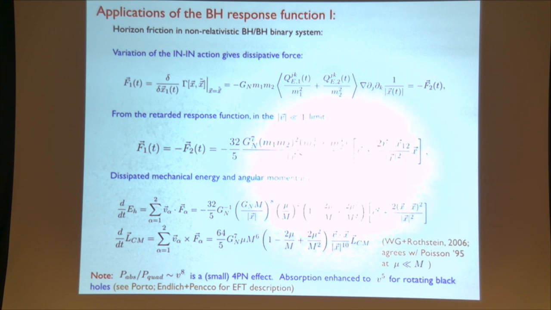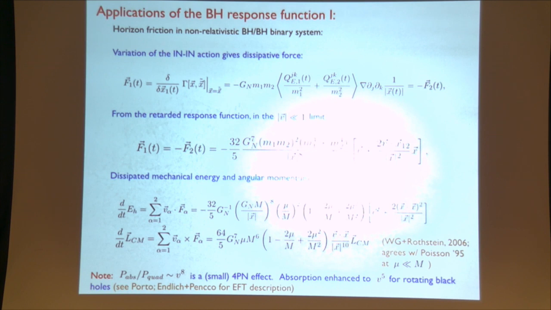Once you have that effective action, it depends on the correlators. And if you vary it, it gives you the corrections to the two-body dynamics, and then the non-relativistic limit. It gives rise to sort of a damping term in the gravitational force between the black holes. It's due to the fact that energy is being dumped into heating the horizons, classically.